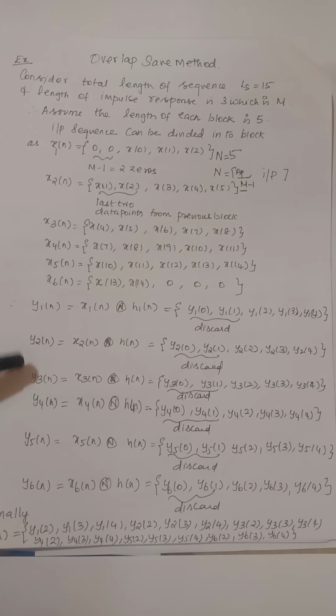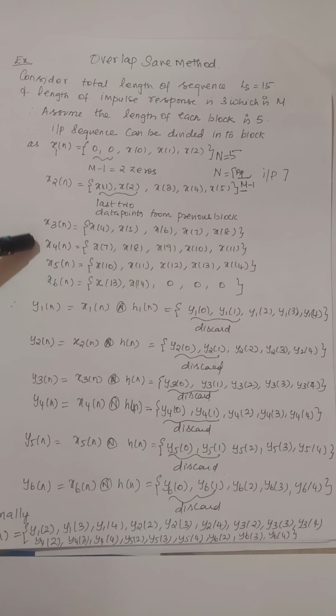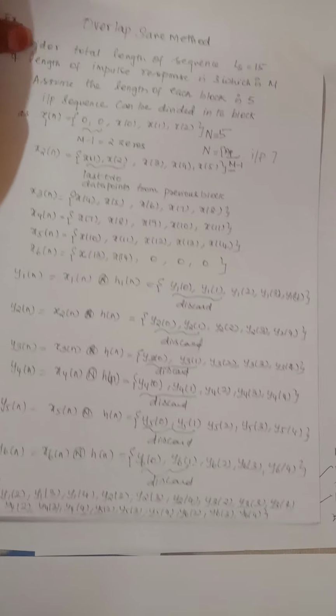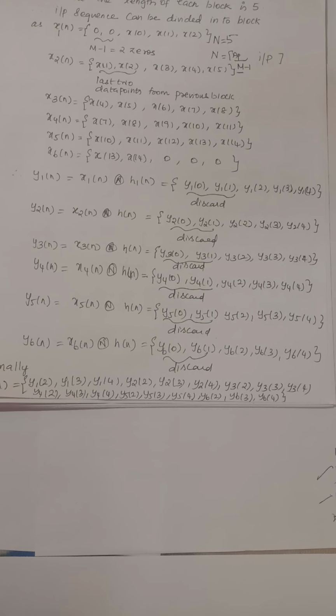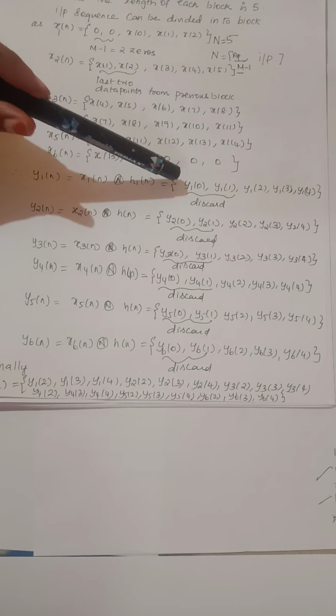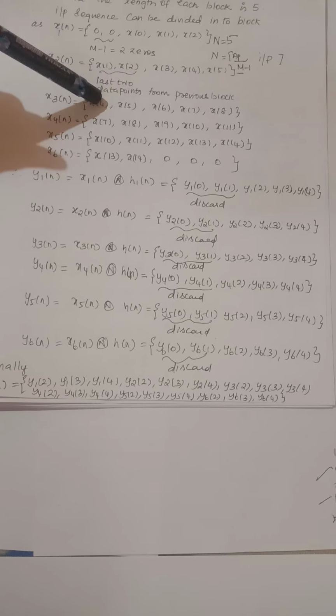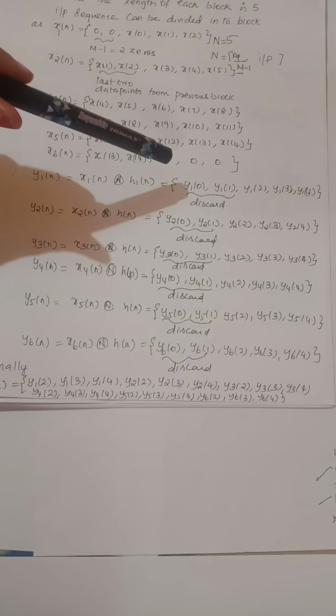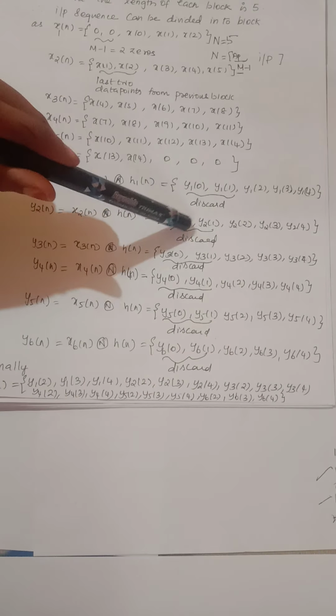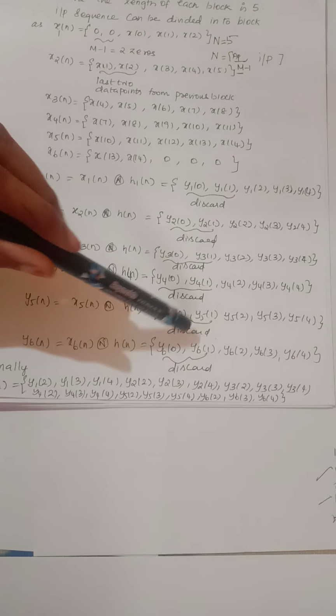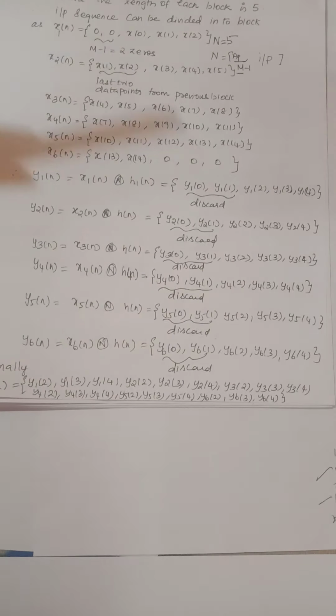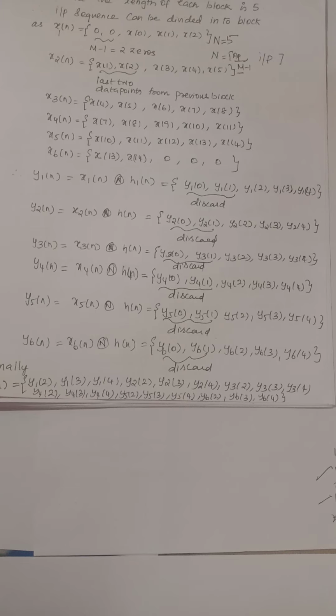Similarly, you need to find the output for all the sequences. Finally, because we have inserted zeros and we have used the previous input sequence, we need to discard the first two samples and write down the remaining samples. So this is the procedure to find the output using the overlap save method.